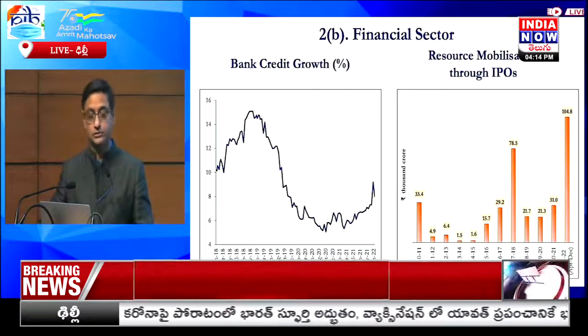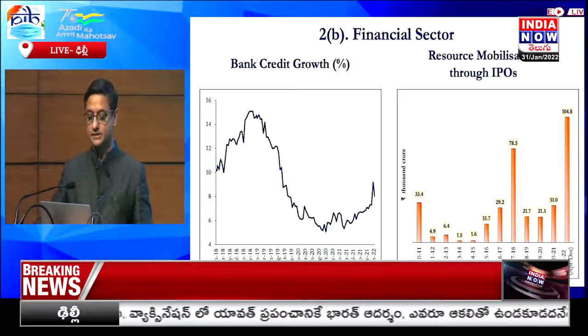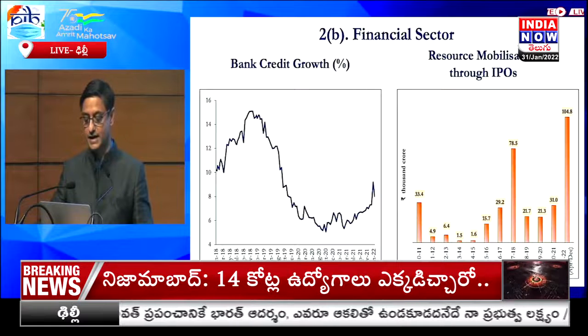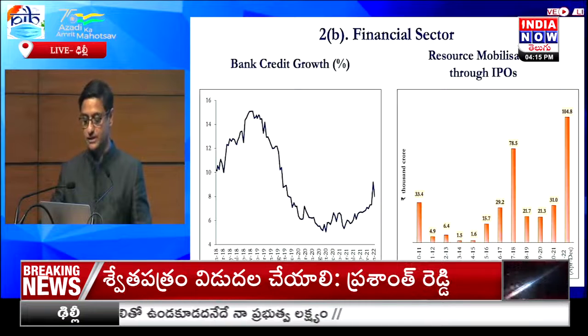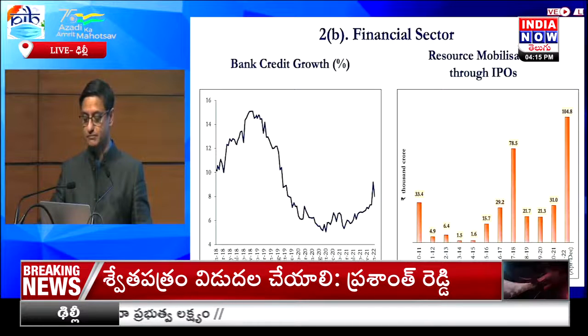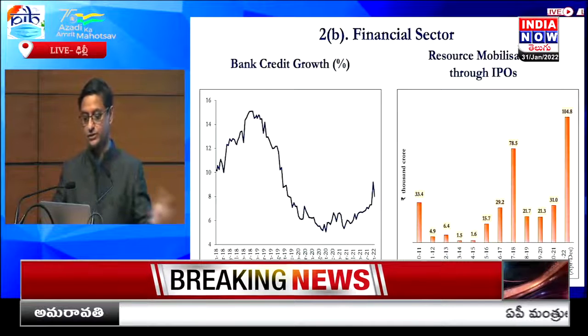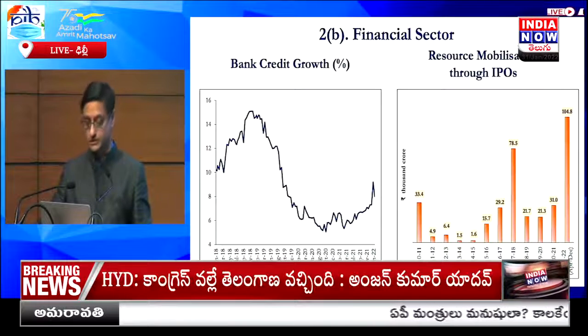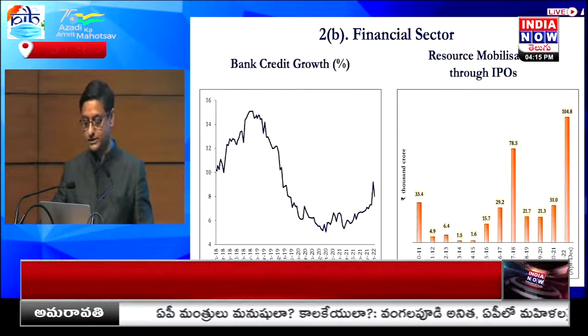Also important to note how strong the capital markets have been. And you can see the amount of resource mobilization that has happened through IPOs through this year. In fact, just the April to December number is good enough to reach all-time records. So we have already crossed all-time records in the first 3/4 of the year. So not even taking the last 3 months, we are already in record territory.